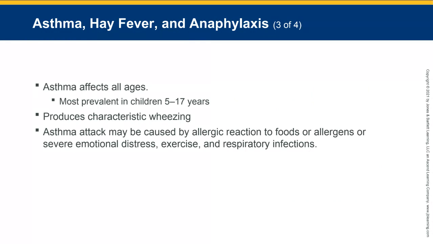Asthma affects all ages, most prevalent in children 15 to 17 years. Adults can have it as well. It produces characteristic wheezing. However, again, yes, it can produce wheezing, and the wheezing is going to be on expiration initially, right? But if it starts to get really bad, they can actually produce the wheezing on inspiration, but it's going to be more commonly on expiration.